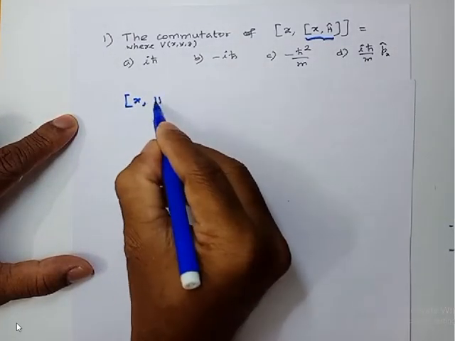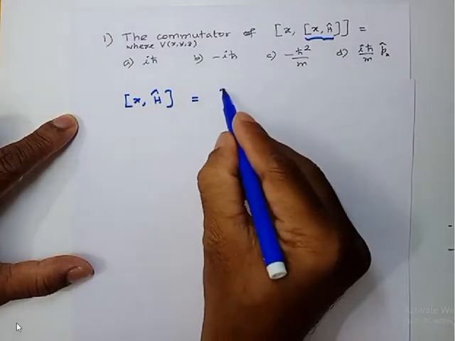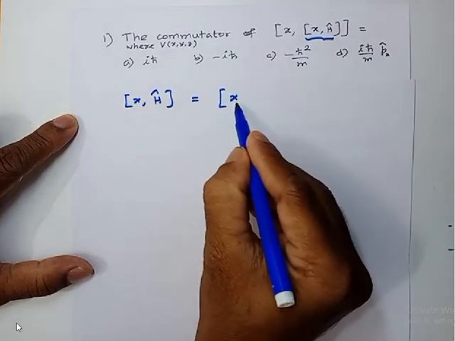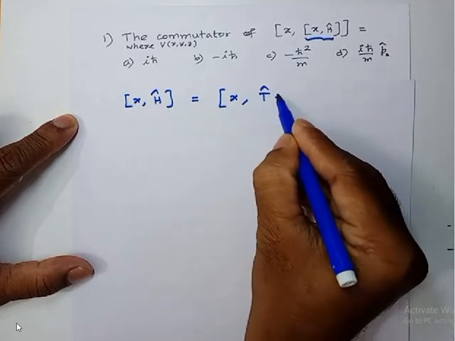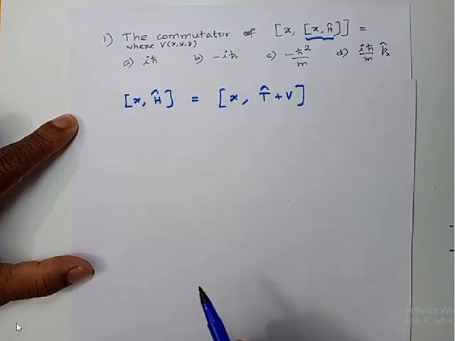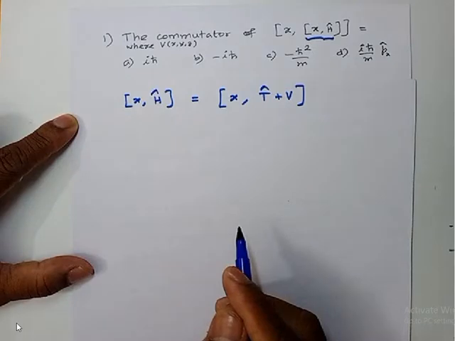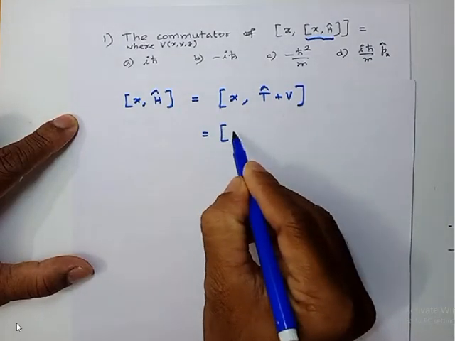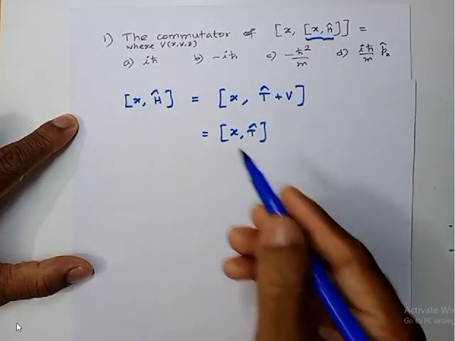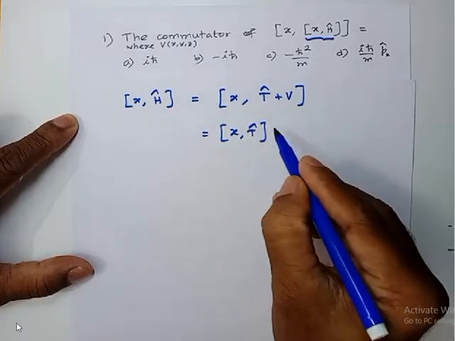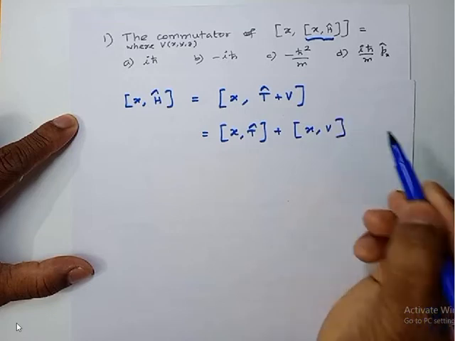x comma H equals, what is x comma H? See here, x is a position operator, and the Hamiltonian operator can be written as the kinetic energy operator plus the potential energy operator. Hamiltonian is nothing but kinetic energy plus potential energy. Therefore, I can separate this into two according to the commutation rule. So you can write this as x comma T and x comma V.